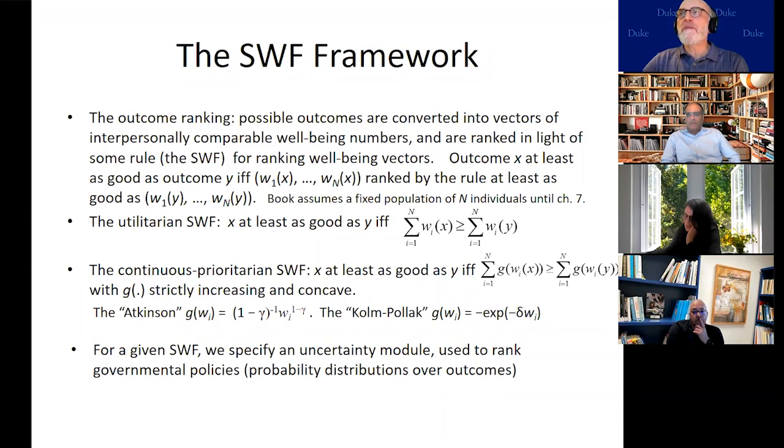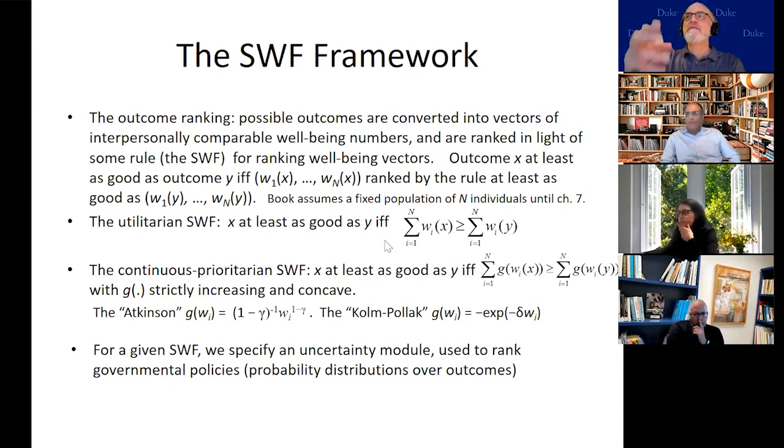And then we have the social welfare function, which is a rule for ranking these well-being vectors. So first we convert outcomes into patterns of well-being represented mathematically, and then we have some rule for comparing these well-being patterns. The simplest rule, which goes back to Bentham, is utilitarianism. You just sum up well-being numbers. But there's a different approach, pioneered by the now sadly no longer alive Oxford philosopher Derek Parfit, prioritarianism, which gives greater weight to the worse off.